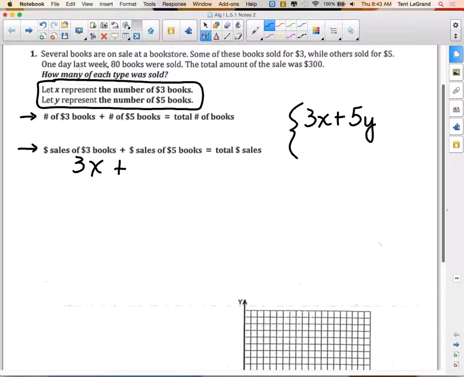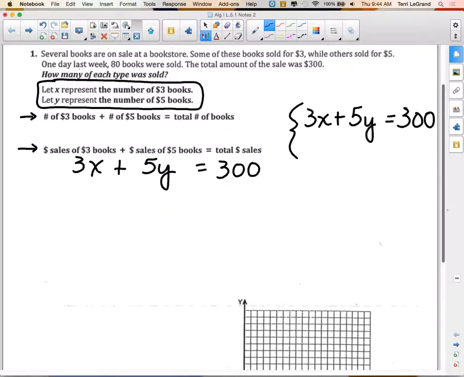And then he has a 5y. I'm going to guess that would be a good representation of the total dollars taken in selling $5 books. Well, then what should we set that equal to? What was the total sales? $300. So one of our equations is 3x plus 5y equals 300. Money taken in for $3 books plus more money taken in for $5 books should equal money in the end.